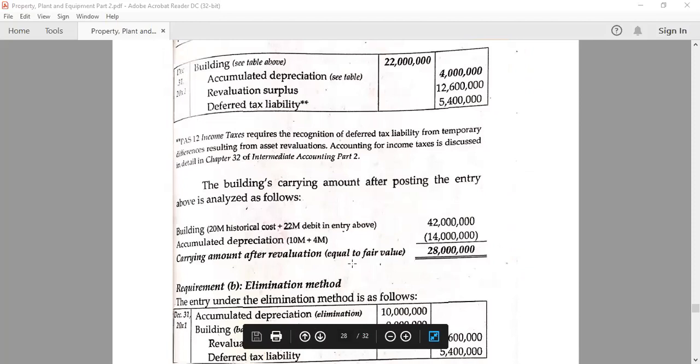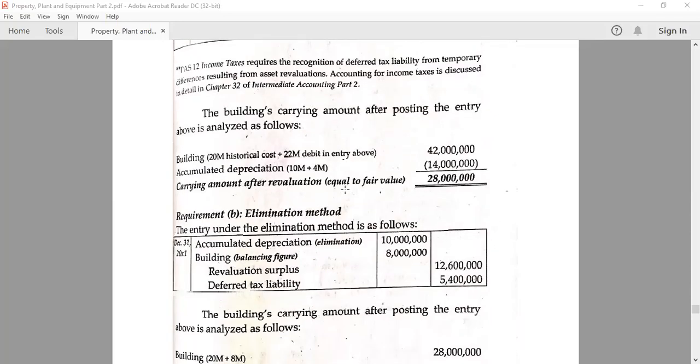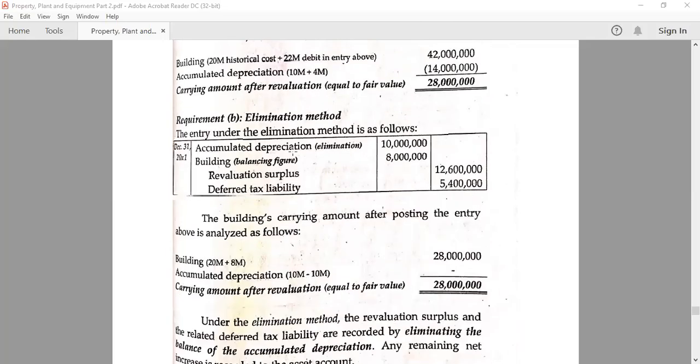As to why that is deferred for taxes, that will be a discussion in other accounting subjects, but the basic concept is that it will have impact in the future times, not just today. So carrying amount after revaluation is 28 million, and this is the amount that we are going to divide by the remaining useful life. For the elimination method, as what we've said, we are just going to simply have it here.